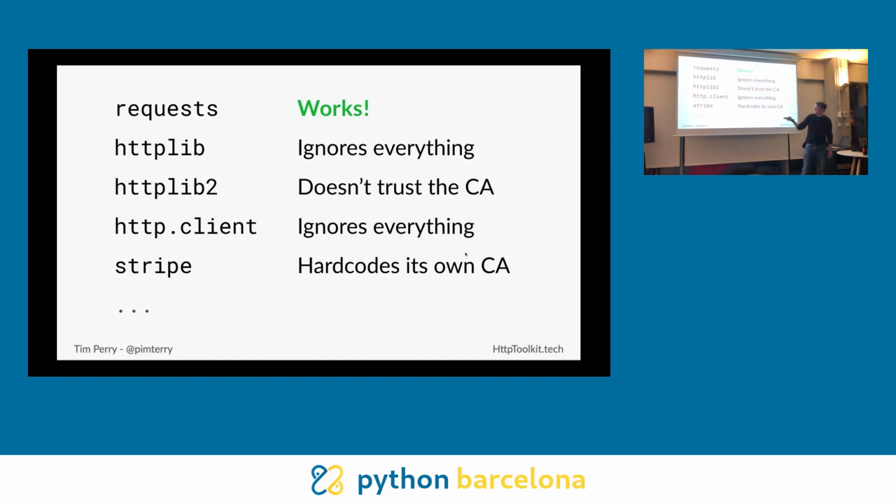And then other specific libraries like Stripe do all sorts of interesting things. In this case, they include their own CA file, and those are the certificates they trust and nothing else. So we get all of these weird and annoying special cases, and I want to somehow make all of these do the right thing.